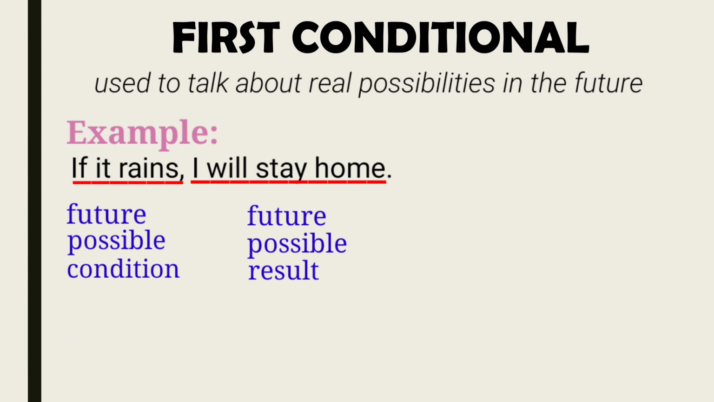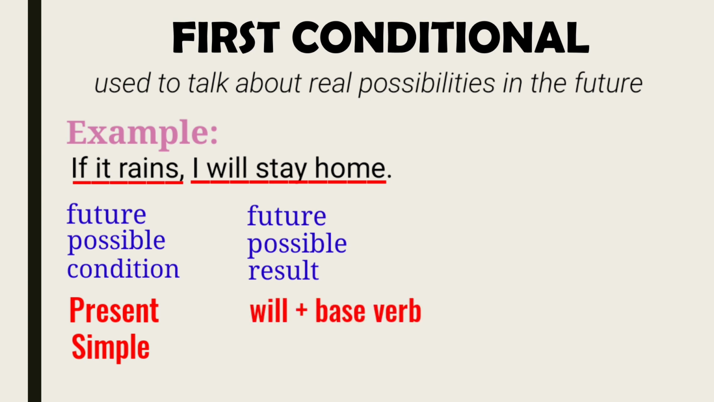To structure first conditional, we use the present simple tense to talk about the possible future condition, which is the if clause. We use will plus base verb to talk about the possible future result, which is our main clause.